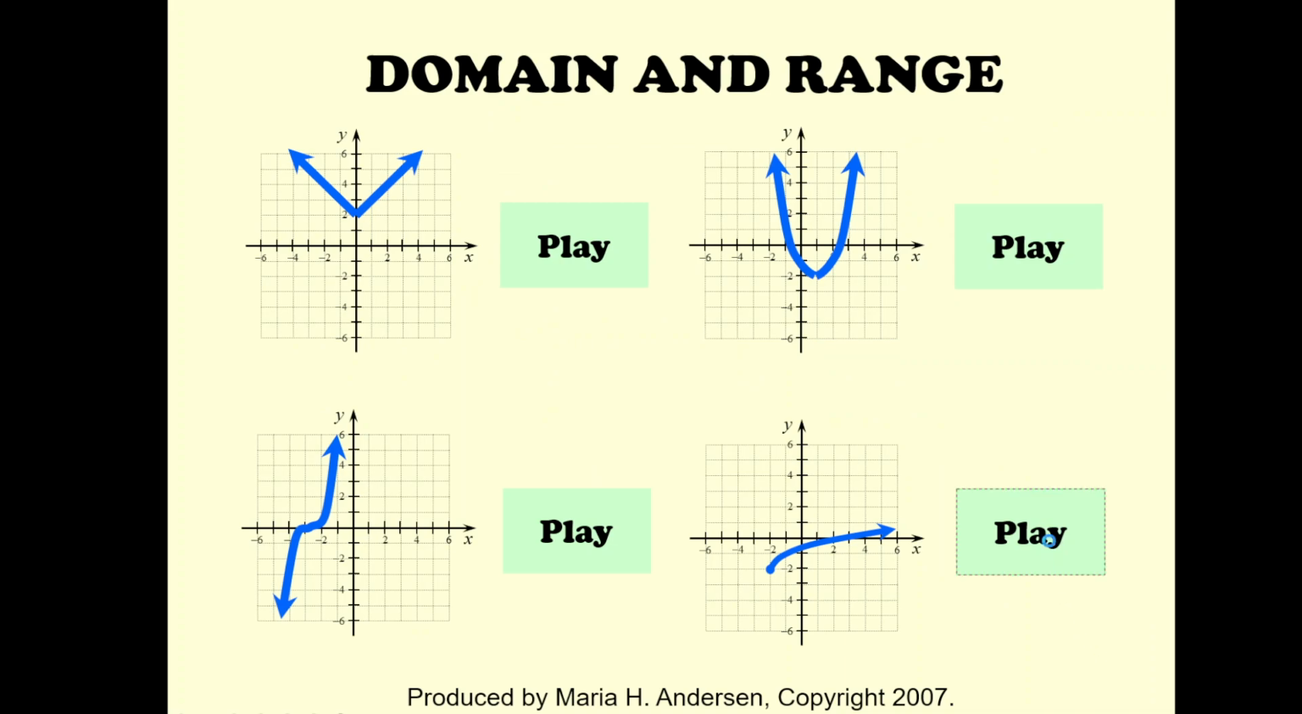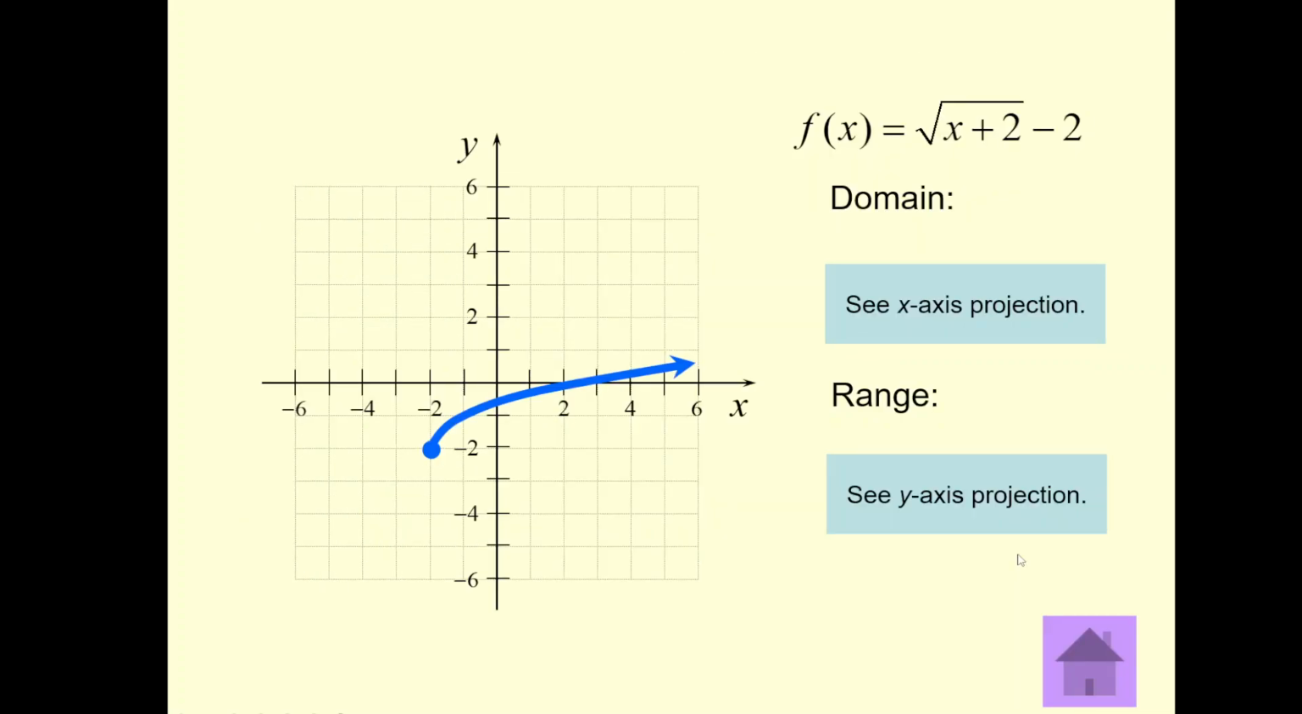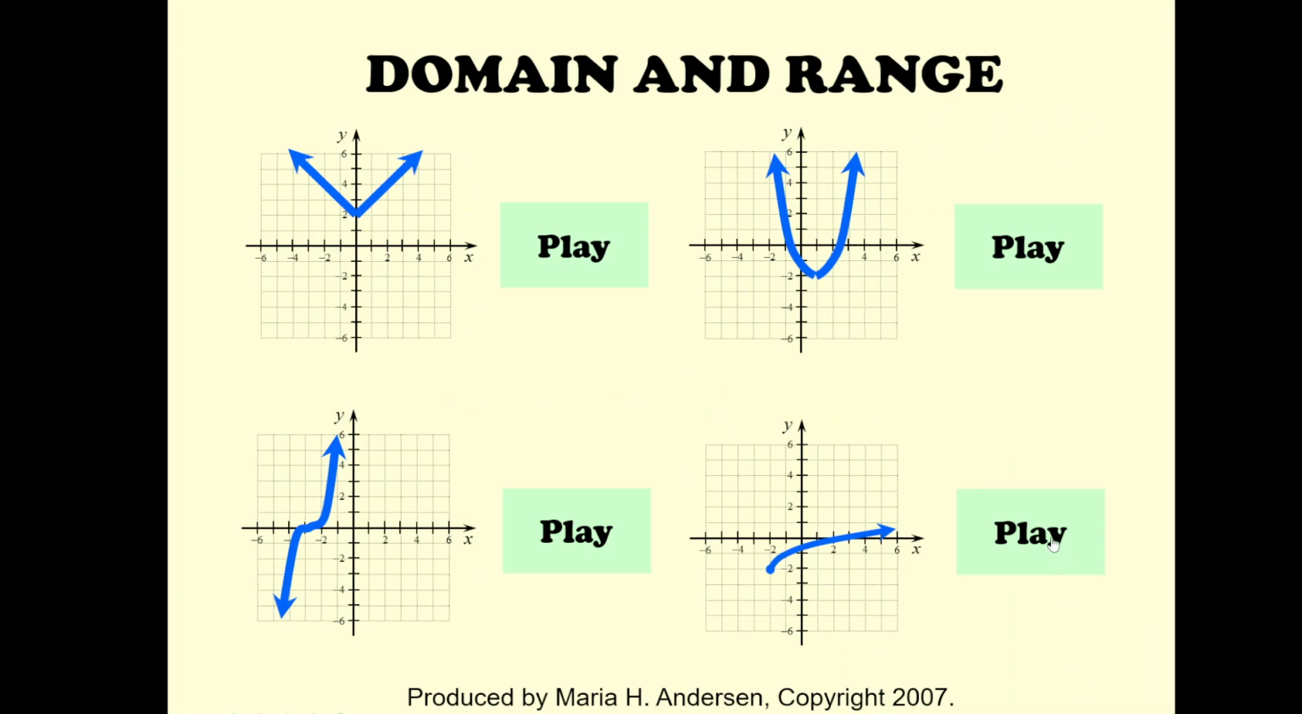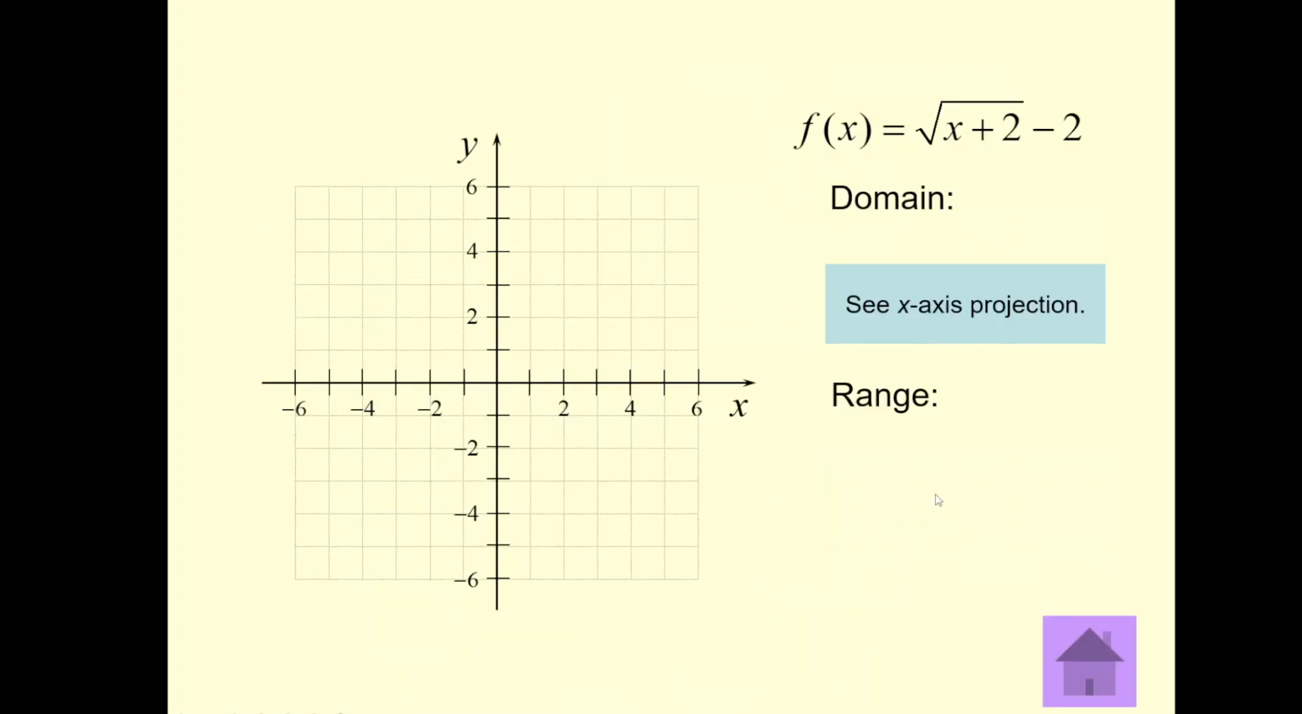Last graph I'm going to show you is this guy here. This is a radical graph. If you again squished, your x values would start squishing at -2, and they would go all the way along and keep going. So my domain is x is greater than or equal to -2, or square bracket -2 to infinity. And then again, if I looked at the range, it's going to start at -2. So it could be y is greater than or equal to -2, or square bracket -2 to infinity.